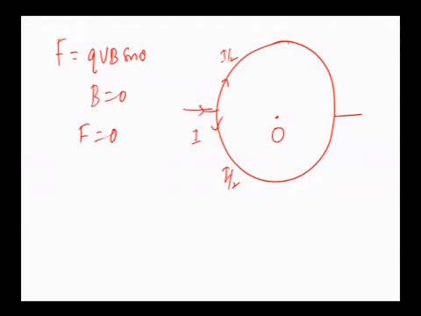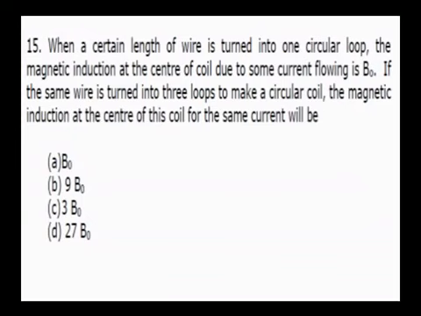Now we'll move to the next question, that is question number 15. In the question it is given that a certain length of wire, that length I will take as L, is turned into one circular loop. The magnetic induction at the center of the coil due to some current flowing is given as B naught. So when this length is turned into one loop, magnetic field at the center is given as B naught, okay.